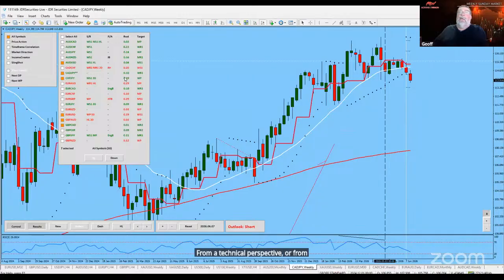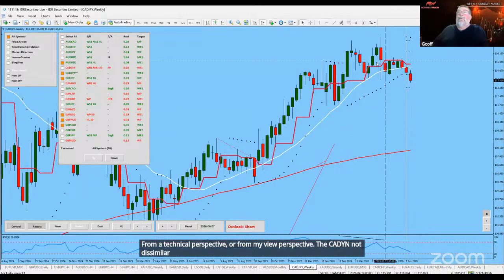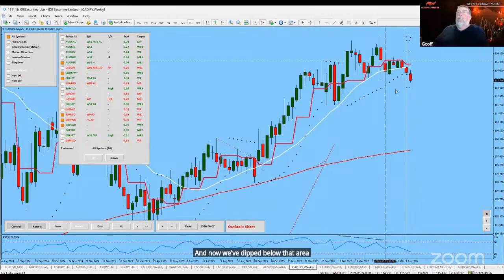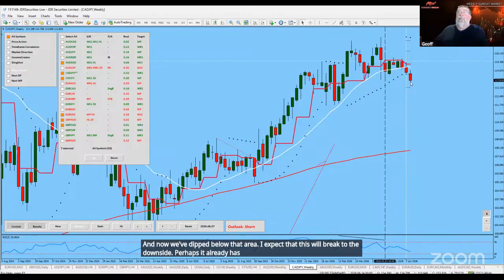The CAD yen, not dissimilar, although we haven't had a retest of this area. You can see that the pivot's been going up. This is the monthly pivot, up, up, up. Again, we've got the three amigos sitting there, so fail, fail, fail, and now we've dipped below that area. I expect that this will break to the downside. Perhaps it already has, and that does look to be a very bearish scenario to me. Perhaps looking for a pullback before we get too excited about that.